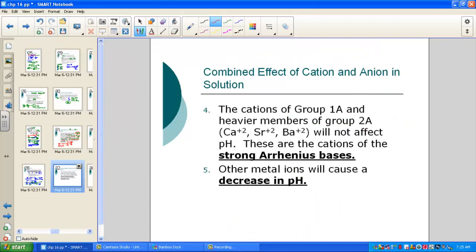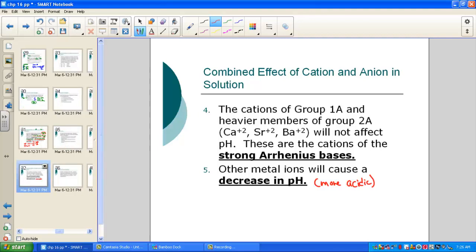Number 4. The cations of group 1A and 2A, we listed those a moment ago, calcium, strontium, barium, will not affect because they are strong Arrhenius bases. We listed those several times. All the other metal ions cause a solution to become more acidic, which decreases the pH. So we have repeated this lesson multiple ways. I'll give you time to make sure you're there.